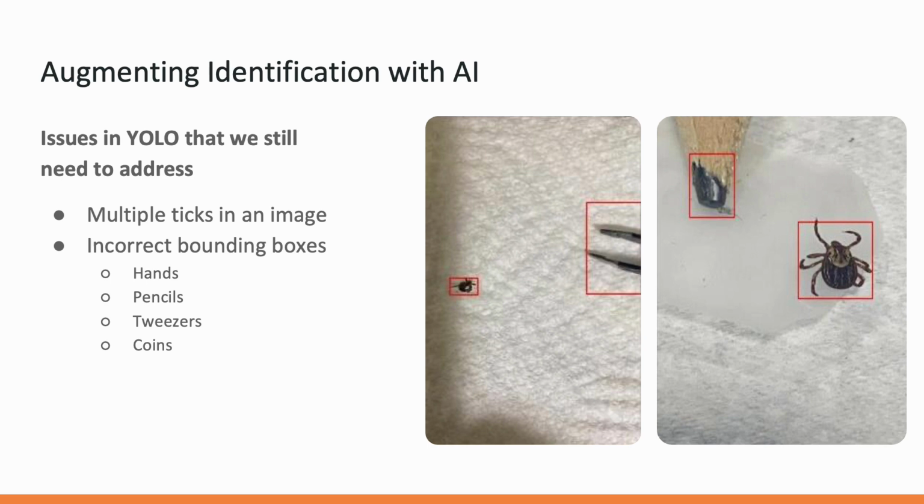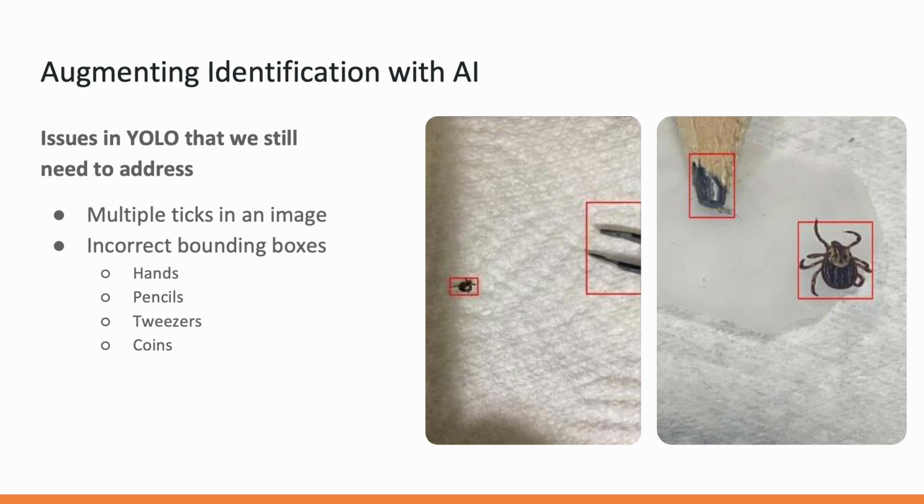The first is our assumption that there is only 1 tick to review per tick report. In practice, users sometimes submit as many as a dozen ticks in one picture. Currently, we handle that by selecting the first tick detected by YOLO for the report, but ideally future versions of the app will support multiple ticks, each being identified and displayed to the user on the tick report dashboard.